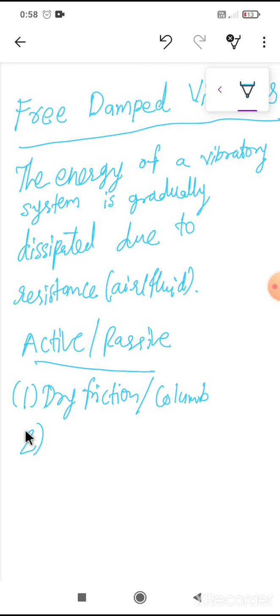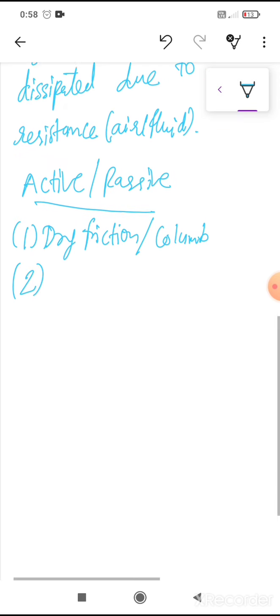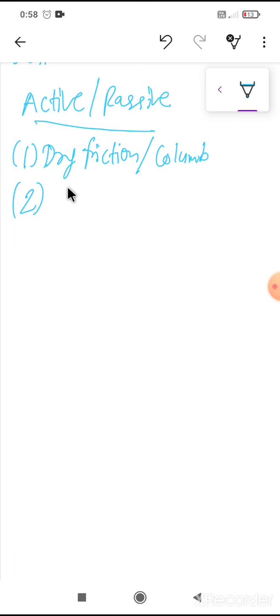Then second, and this is the most important, it is viscous damping. We will use this damping concept in further examples and in further study. So what is viscous damping? This occurs when a system vibrates in a viscous medium. So what does viscous medium mean?